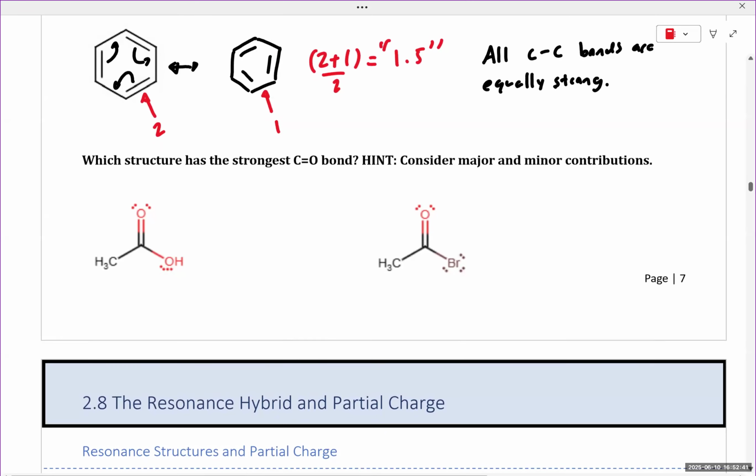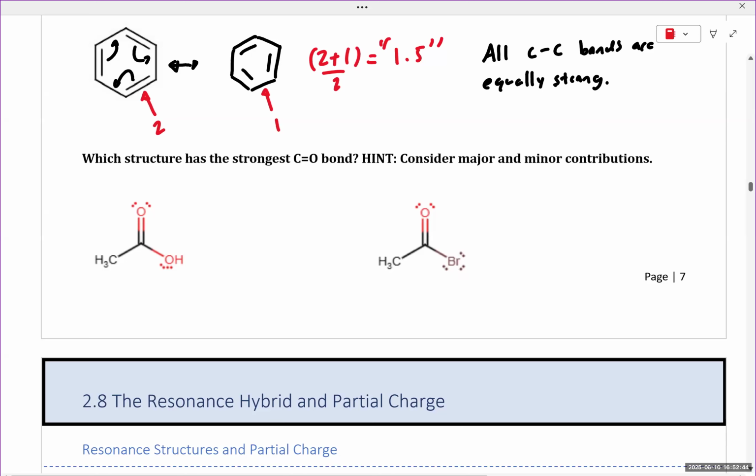This next example requires you to tackle it with a little bit more nuance. I'd like you to pay special attention to the charges and think back to our structure contribution rules, where major structures prefer to place negative charges on electronegative atoms and positive charges on the least electronegative atom. With that hint in mind, I'd like you to tell me in the following two structures, which structure has the strongest carbon-oxygen double bond. So take a few moments to work on that. I would suggest pausing the video, and we'll discuss momentarily.